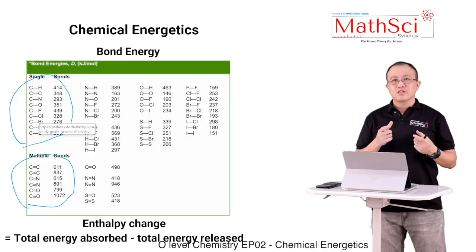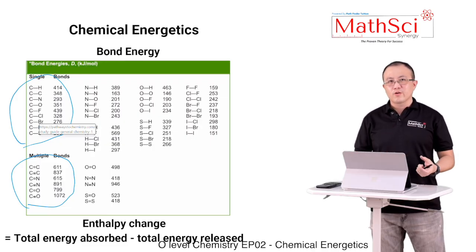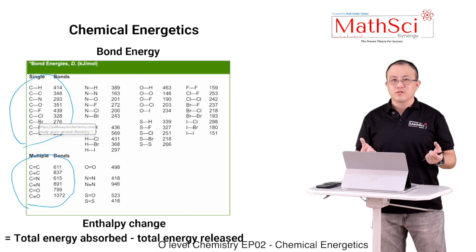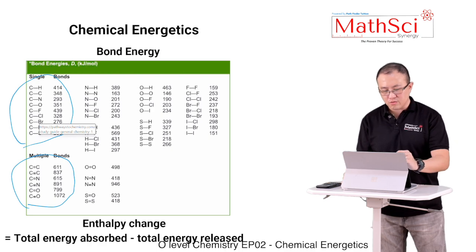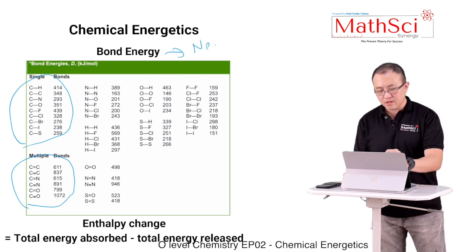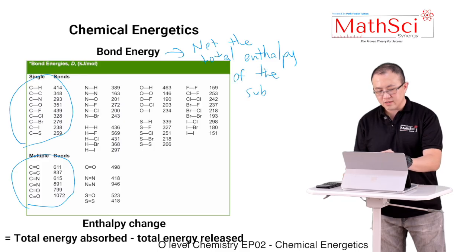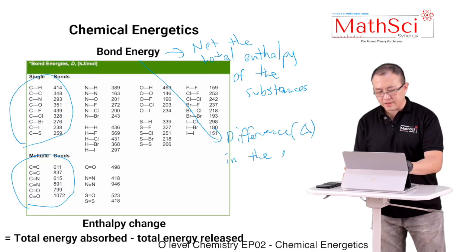But we can use this difference to help us understand whether they are overall taking in more energy than they give out. So that we can do. But we cannot say that this is the energy of the substance. So remember, bond energy is not the total enthalpy, which is the word we use for energy here, of the substance. But this one can help you to account for the difference or the change in the enthalpy.